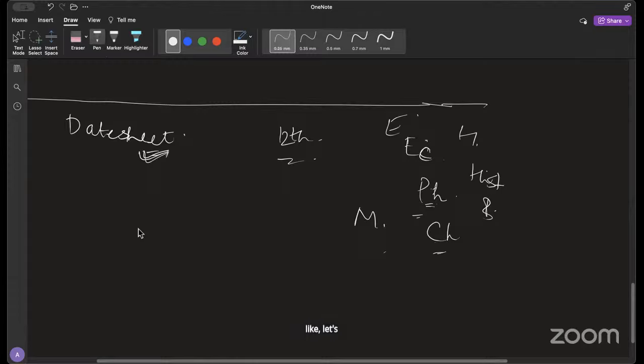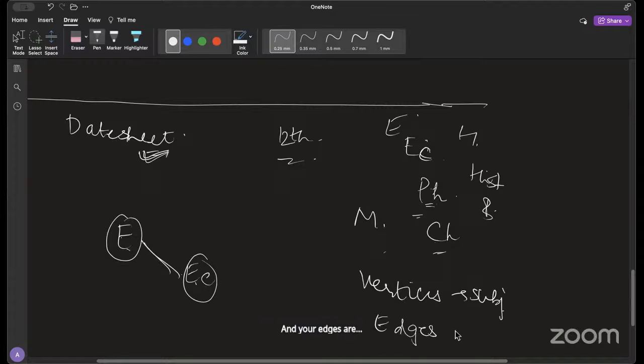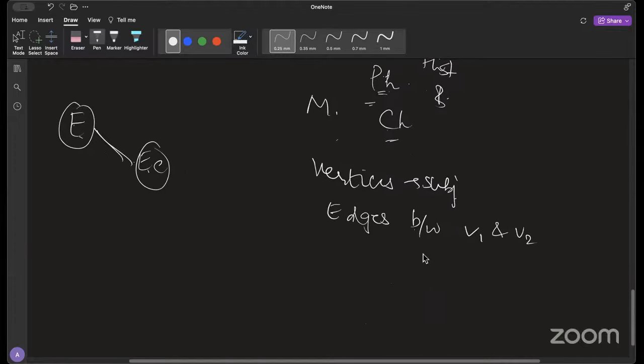Like let's say you have economics here, and let's take a graph where this is English. In English, you can opt with economics. So these vertices here are subjects. In this particular case, your vertices are subjects and your edges are such that there is an edge between two vertices V1 and V2 if a student has opted for both subjects, or if there is an option to opt for V1 and V2 both, right?